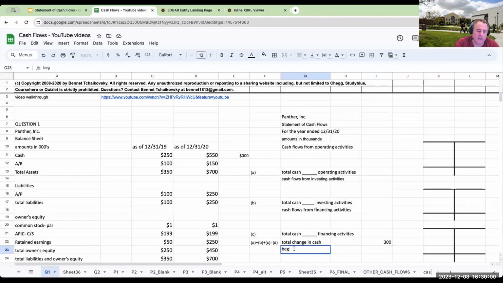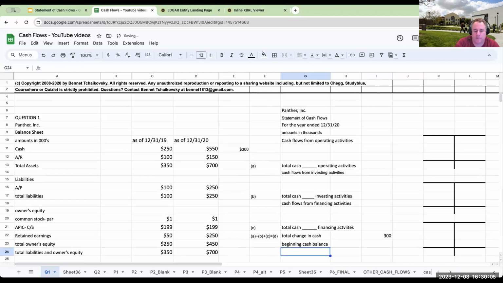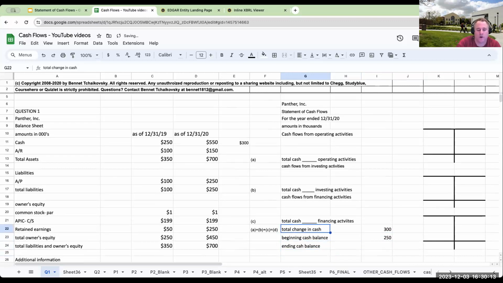I'm then going to show my beginning cash balance of 250, and this is going to give me my ending cash balance. We'll call this total increase in cash of 300, plus the beginning gives me an ending of 550. Remember, on the statement of cash flows, I'm just describing what happened to the cash balance. That's what I'm trying to do.